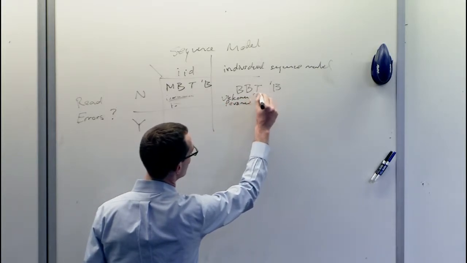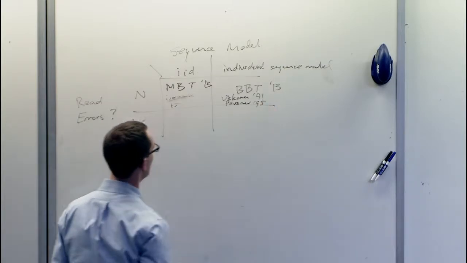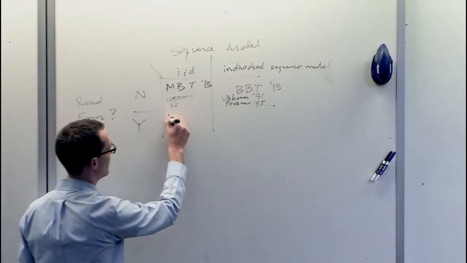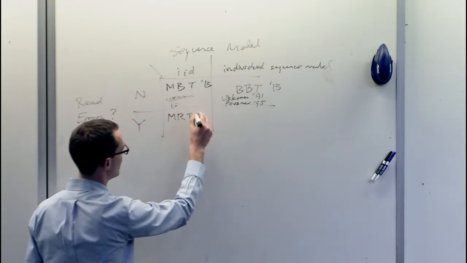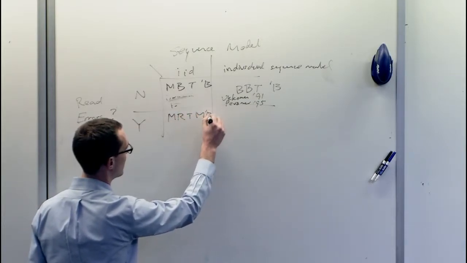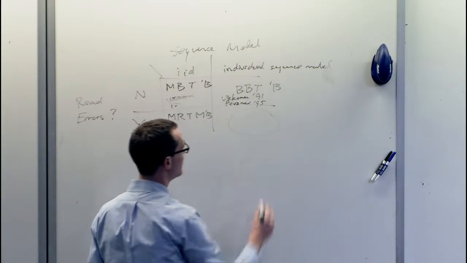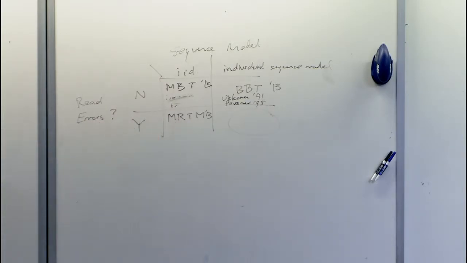It's like 91, I think, and 95. And then here is Motahari, Ramchandran, Shea, and Ma, also 13. And so today is here where we're considering individual sequence model, but with read errors. Okay.